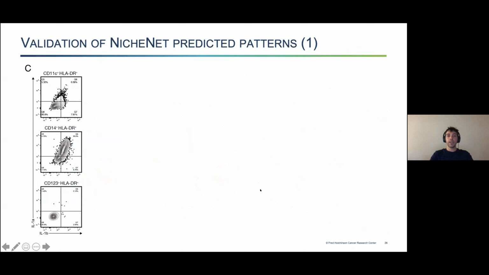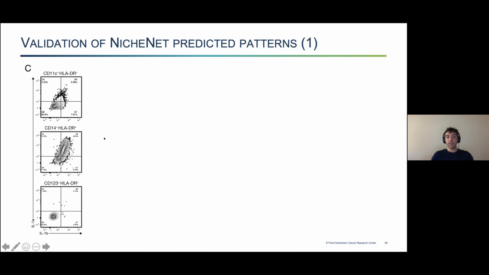So we tried to validate this pattern that was predicted by NICHENET, and we started off by looking at expression of IL-1 alpha and beta within the myeloid cells in the tumor. For that, we basically isolated the cells and did a brief ex vivo culture in the presence of Brefeldin A. And we could see that both the monocyte macrophage-like cells, to a relatively high extent, and to a smaller extent, the DCs in the tumor produced IL-1 alpha and beta.